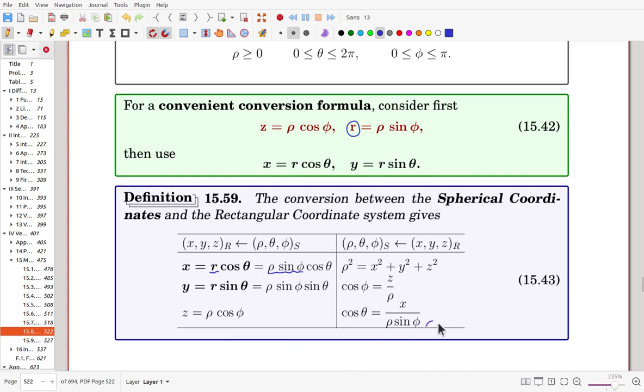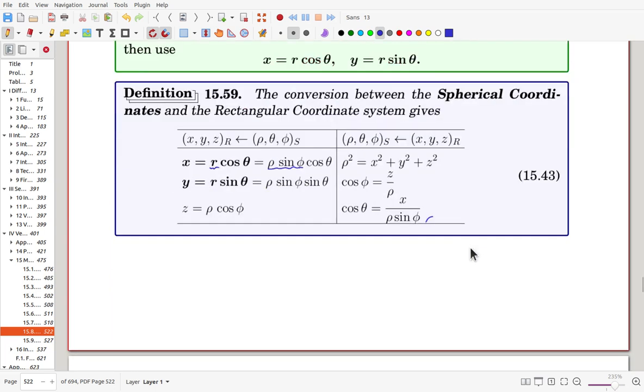So by solving this equation, you can get theta. That's the conversion formulas.